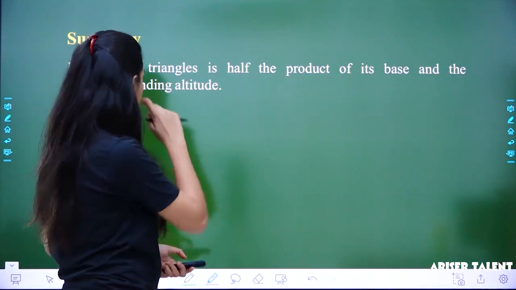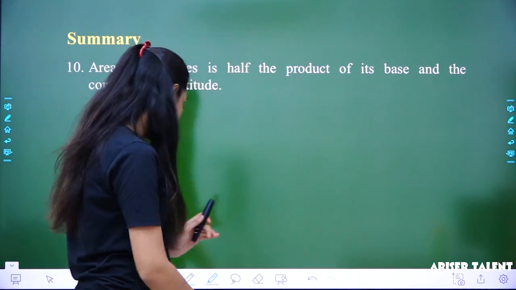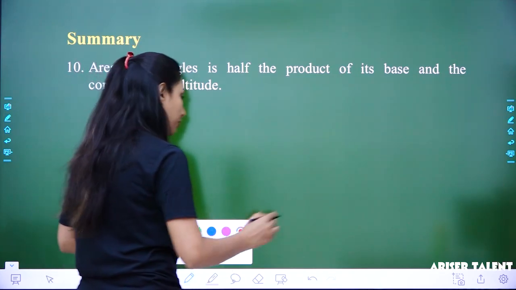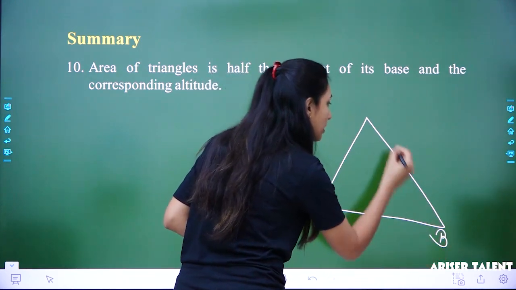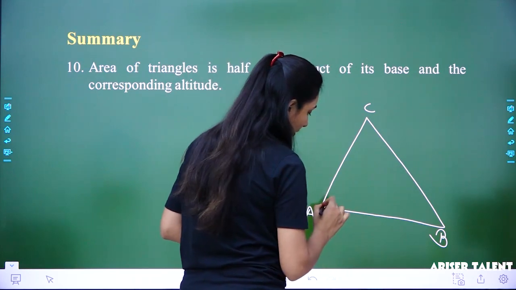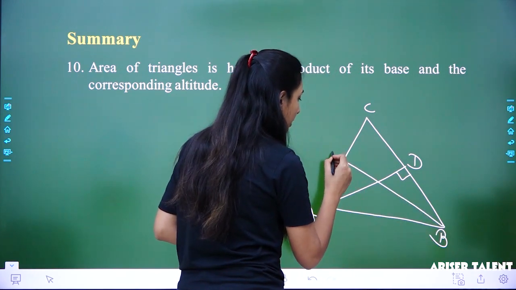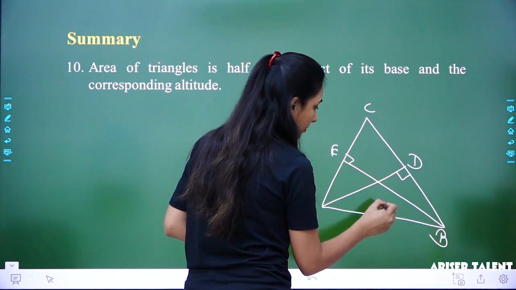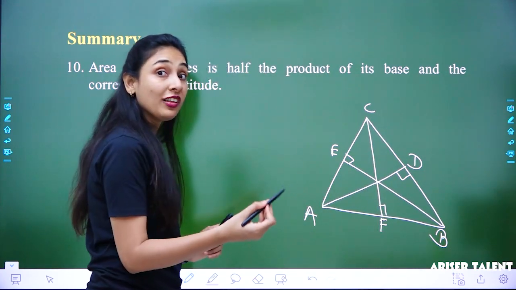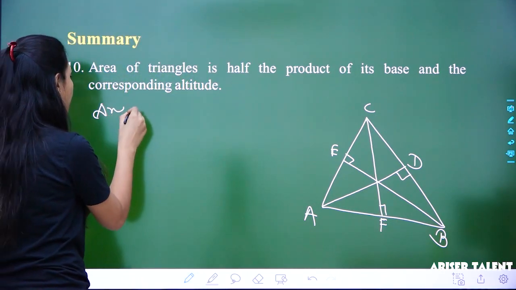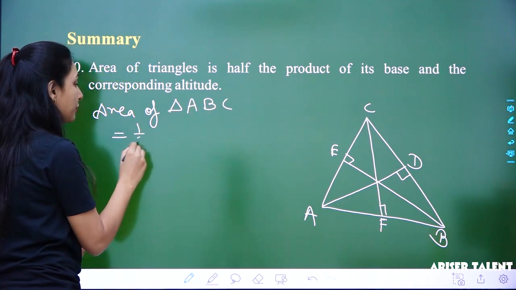Now, next, the area of a triangle is half the product. What is the area of a triangle? This is very clear to you guys. Let's suppose we name this triangle ABC. Let's suppose we have a perpendicular to it, D, a perpendicular E, and a perpendicular F. So what will be the area of this triangle? Area of triangle ABC is half base height.